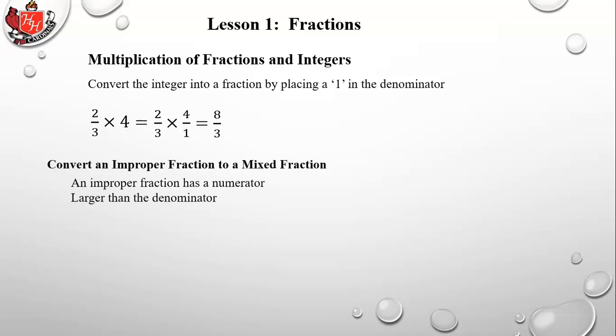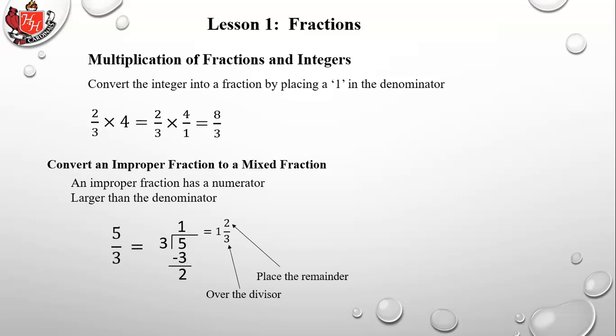So an improper fraction has a numerator larger than the denominator. So 5 over 3, let's take that as an example. So you divide 5 by 3. So 3 divided into 5 goes one time. 1 times 3 is 3. And then you subtract, so 5 minus 3 is 2. So what you then do is you write 1 and 2/3. So you write the number on the top, the whole number, the integer, 1, and then you place the remainder, which is 2, over the divisor, which is 3.